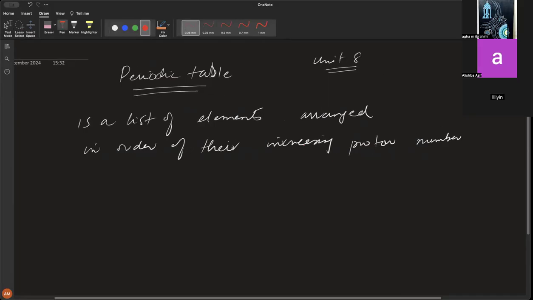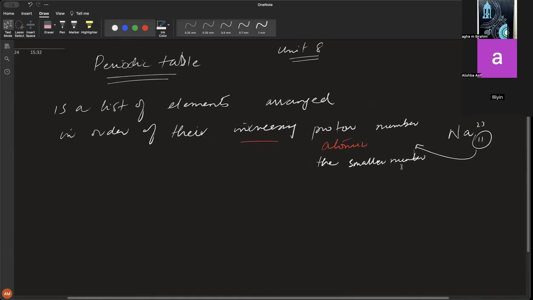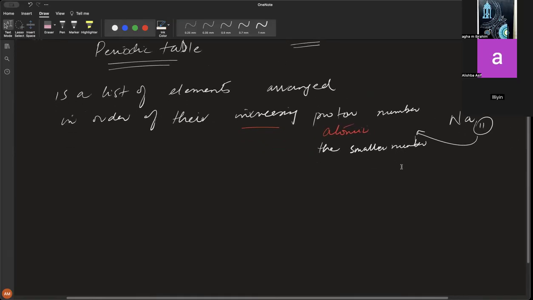This proton number is also called the atomic number. It is the lesser, the smaller number, like sodium is 23 and 11. We're talking about this atomic number. So the periodic table is a list of elements arranged in order of their increasing proton number. All right, this is the definition.